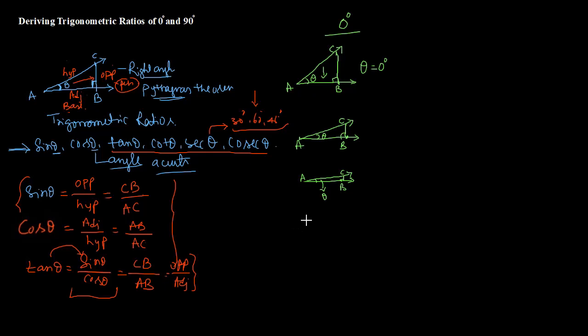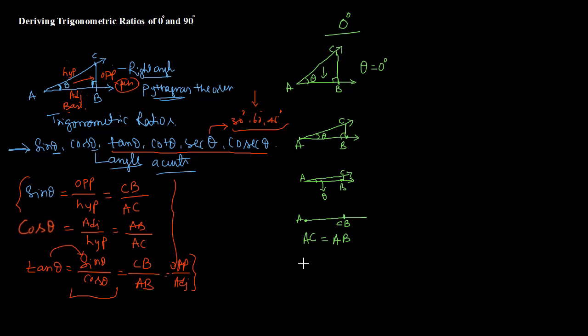So that means that when I bring theta down to 0, A will be here, and C and B will both coincide with each other. So what does that mean? Theta angle is 0 and AC becomes AB. AC equals AB. Okay, now we said that.